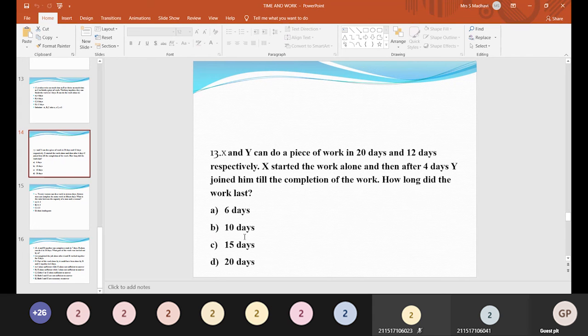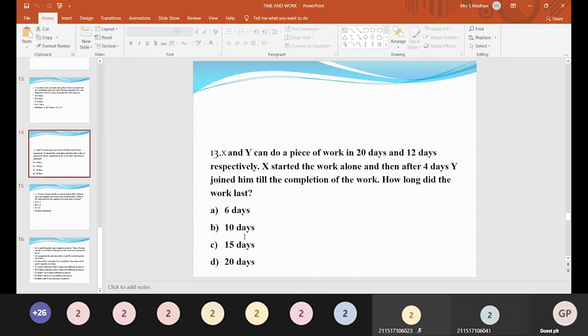for 4 days. Work done by X in 4 days means X's 1 day's work into 4. So 1 divided by 20 into 4 is equal to 1 by 5. The remaining work is 1 minus 1 by 5, which is equal to 4 by 5. Now X plus Y's 1 day's work is equal to 1 by 20 plus 1 by 12, which is equal to 8 by 60, equal to 2 divided by 15. Now 4 by 5 is the remaining work to be done. The 4 by 5 work is done by X and Y in 15 by 2 into 4 by 5, which is equal to 6 days.